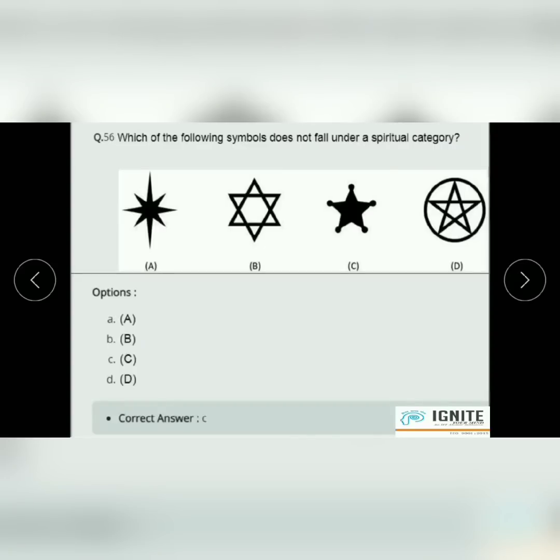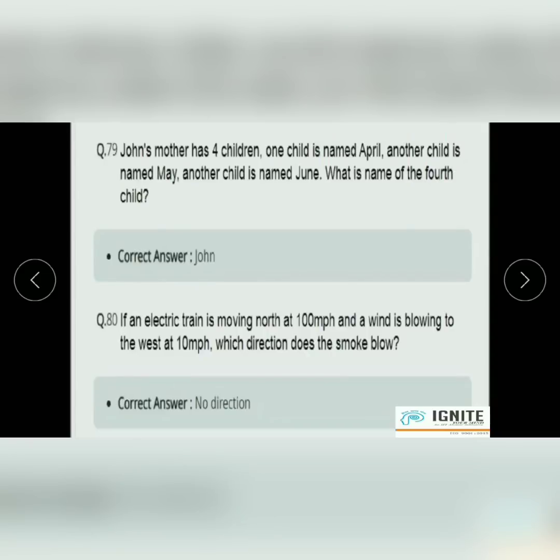Next question. Which of the following symbols does not fall under a spiritual category? Four figures are given here. The answer is option C. This symbol does not fall under a spiritual category.